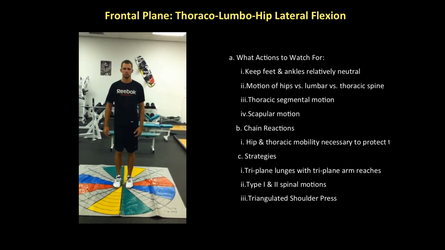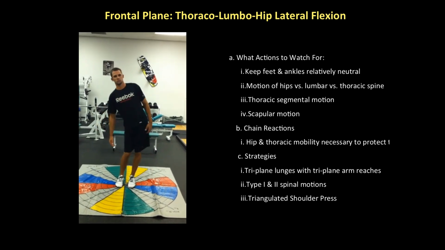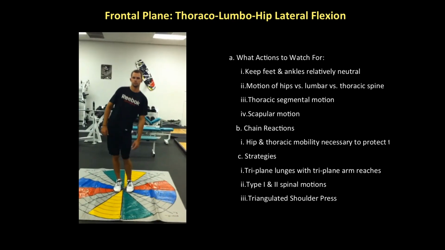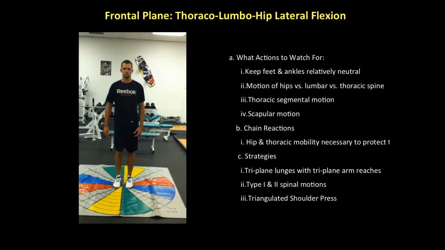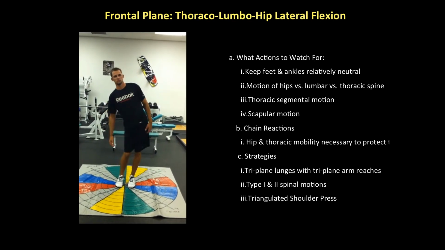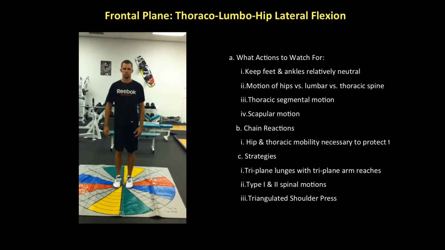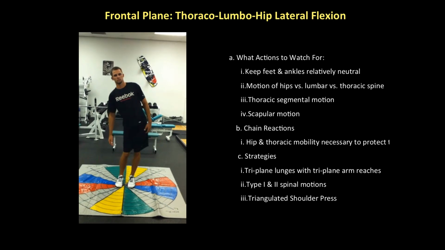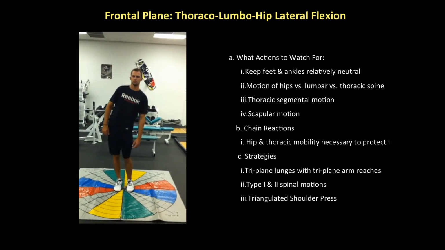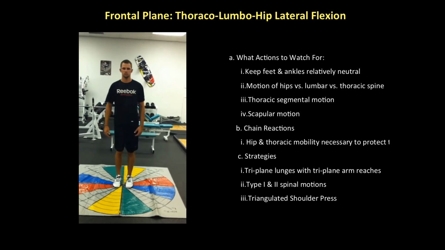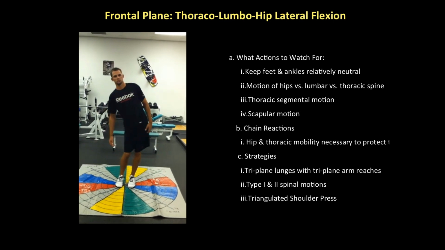Frontal plane thoracolumbo hip lateral rotation. This assessment technique is used to analyze the segmental rotation of the thoracic spine in the frontal plane. Consider there is about the same amount of motion in the frontal plane in T1 through T10 segments, with slightly greater range over and toward the lumbar spine.